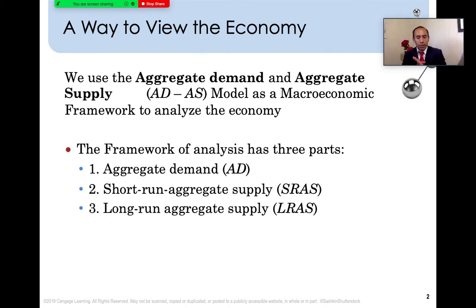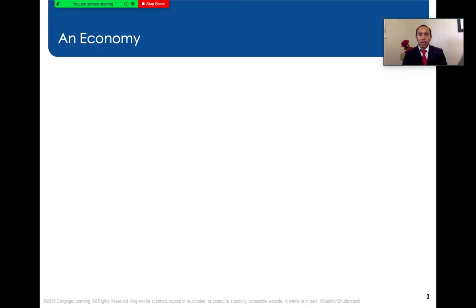And we analyze aggregate demand and aggregate supply in terms of the collective production and consumption of goods and services produced in an economy within a given year or within a given time frame, known as gross domestic product. Let's take a look forward by looking at the economy.